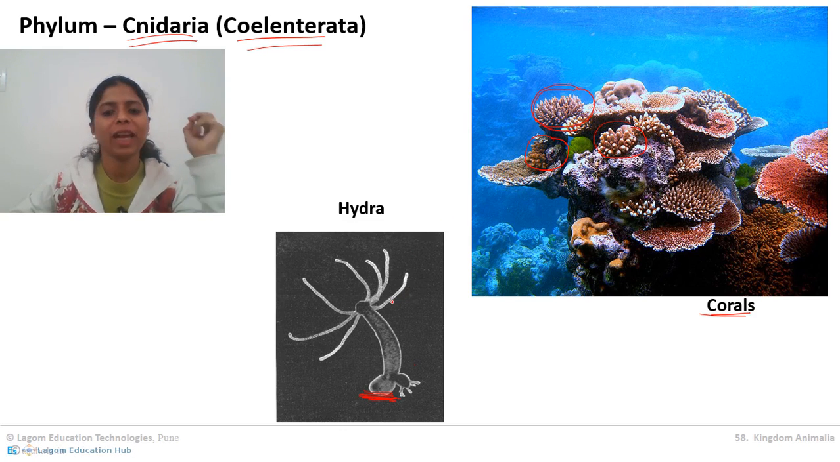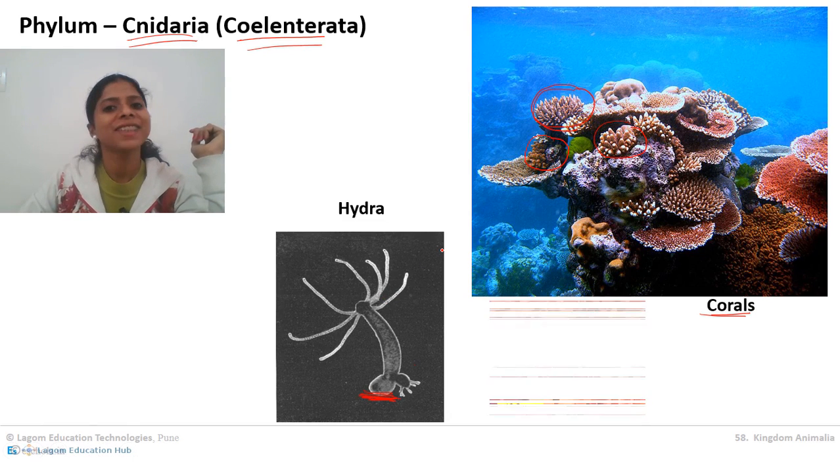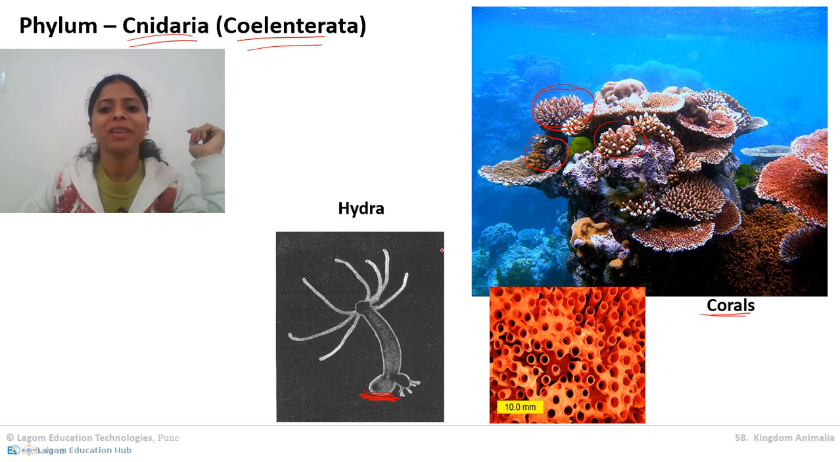Are you getting the meaning of each term? Do you remember all the terms which we have studied before? Now, if you see this example, this is a close view of one kind of coral called red coral, and scientifically its name is Tubipora.